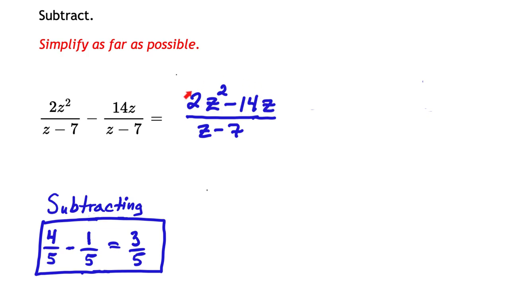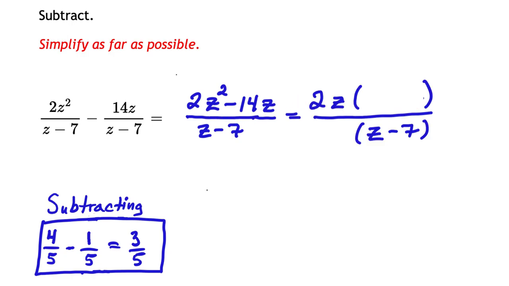Now as you look at your answer here, we're not finished because you'll notice there's a common factor of 2 that goes into both 2 and 14. There's also a common letter z that shows up in both terms also. So you're going to write down 2z and then make some parentheses, and then you'll have to figure out what you multiply 2z by to get 2z squared minus 14z.